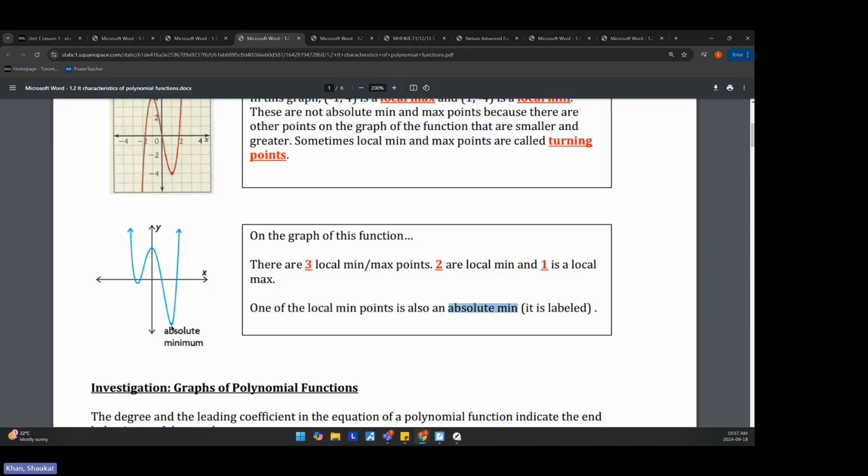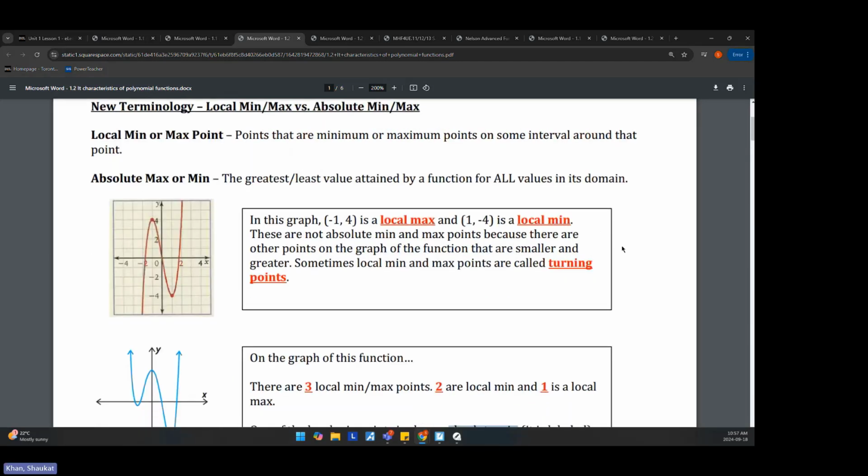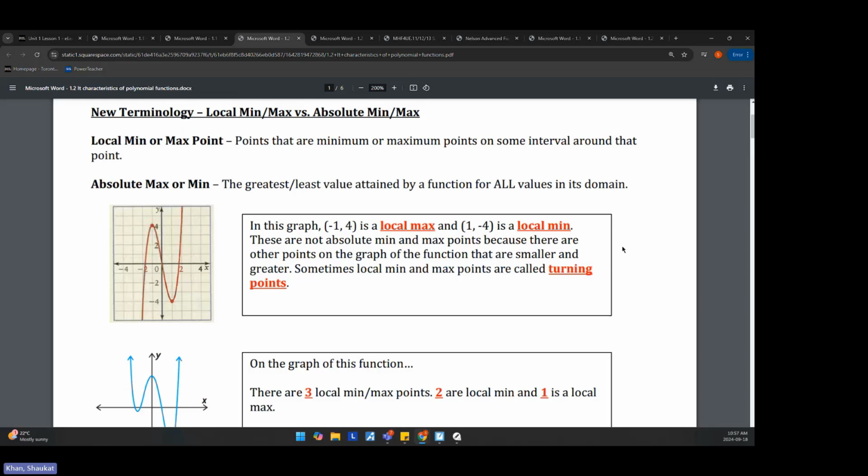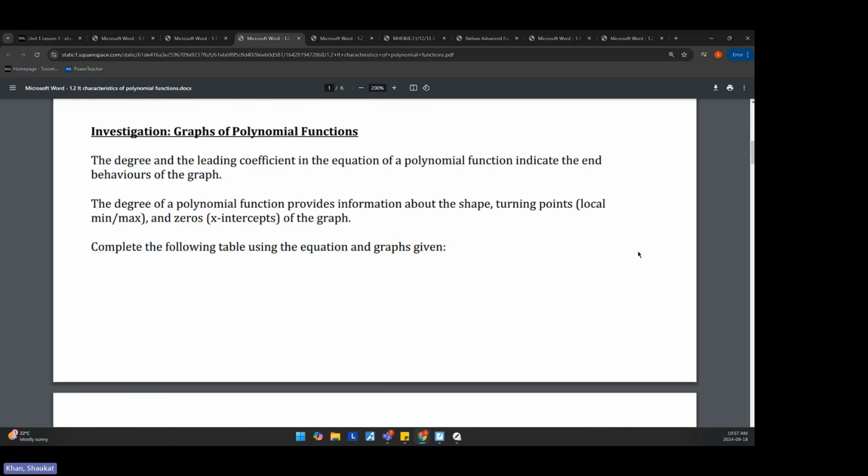Why is this considered an absolute minimum? Because the graph does not go below that point. So an absolute minimum can also be considered a local minimum. So don't confuse the two. But yes, that's very important. So a few things once again, recap: turning points, local min, local max. You guys should know that.